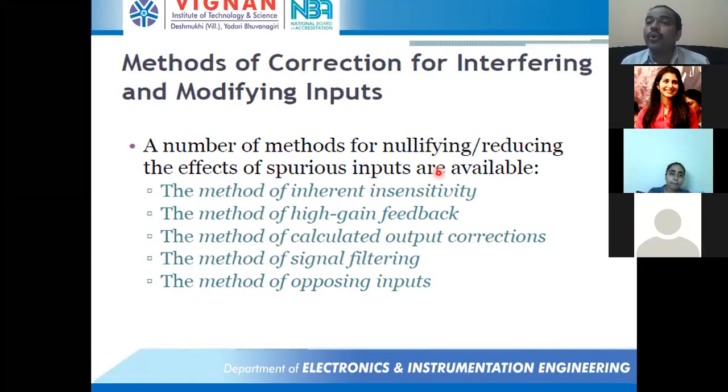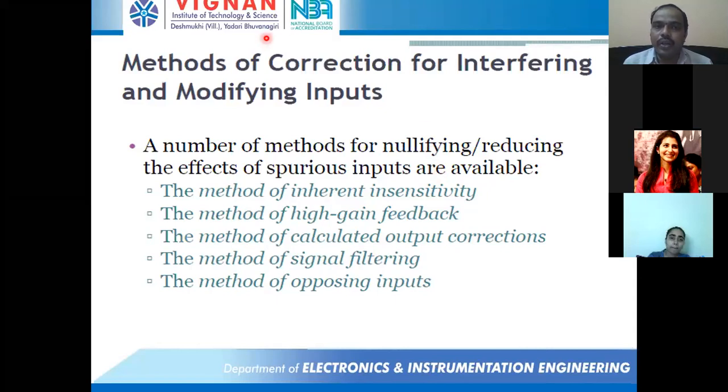So how are we going to eliminate, nullify, or reduce the effects of these unwanted inputs? For that we'll discuss the methods of corrections. Here we will learn how to nullify and reduce the effects of these unwanted inputs on the instrument. There are 5 methods.